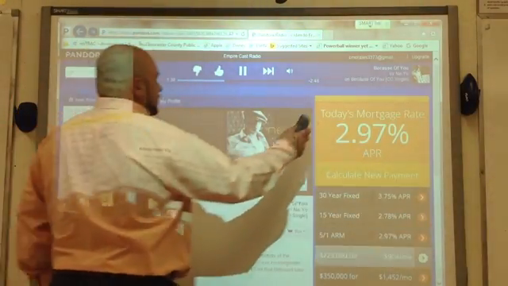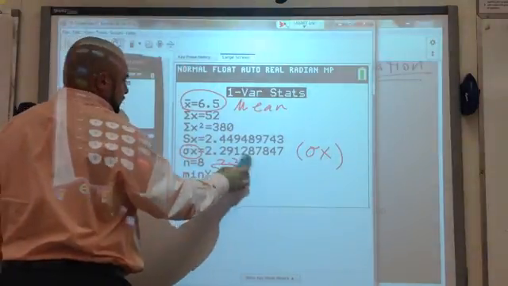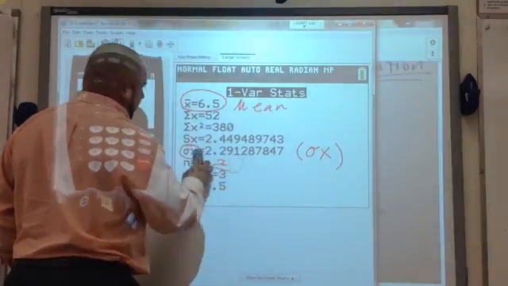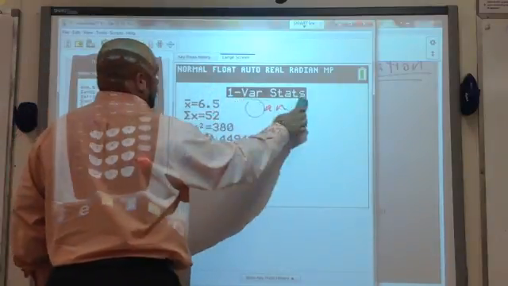Now, in order for us to find the variance, what goes on the mean absolute? Hold on, we haven't done that one yet. We skipped that one. That's going to be the last one we do.